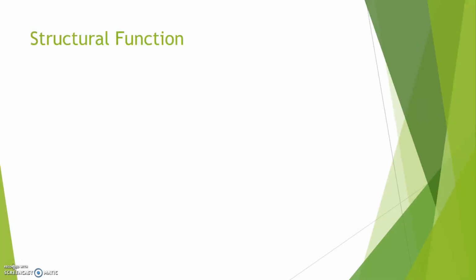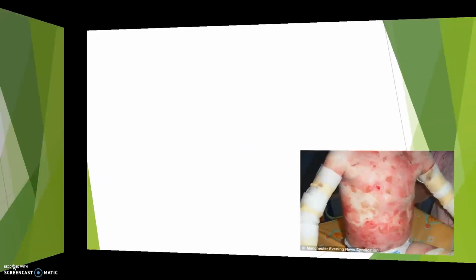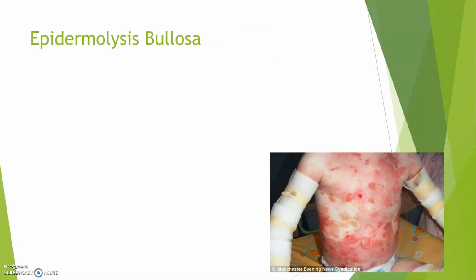Structural function. In addition to the immune role of keratinocytes, they play a key role in the structure of cells. Keratin is the main protein in keratinocytes. This is the fibrous structural protein of the hair and nails, which is why defects in keratin expression result in various diseases of the epidermis, as well as the hair and nails. An example of this is epidermolysis bullosa.